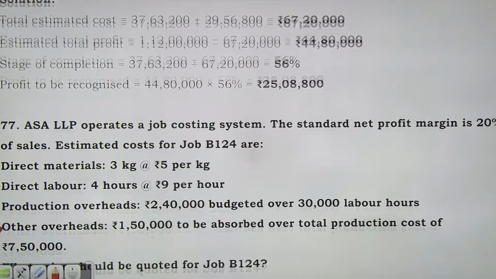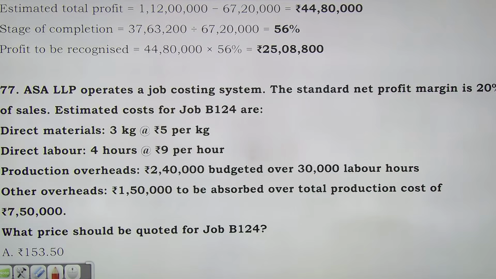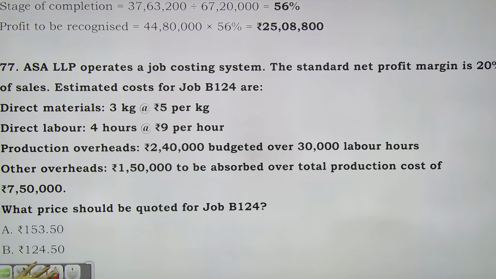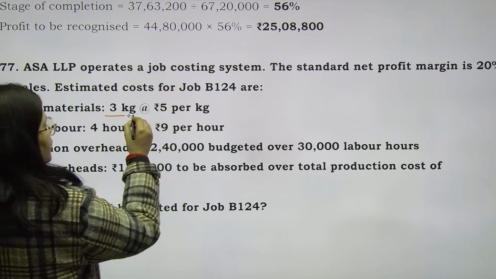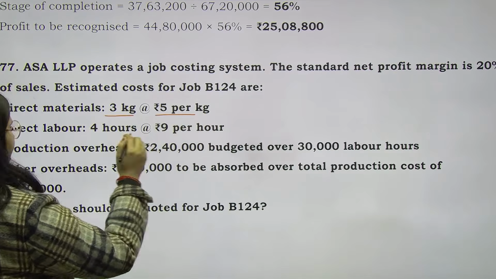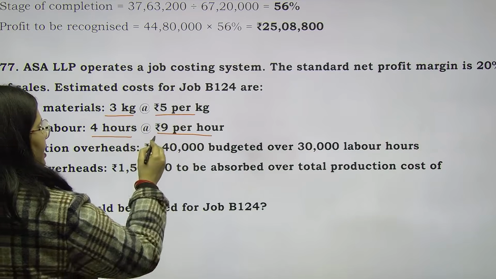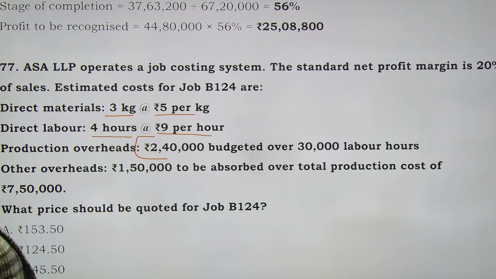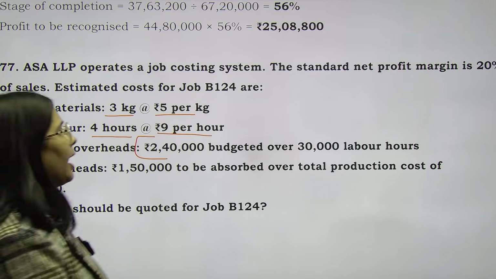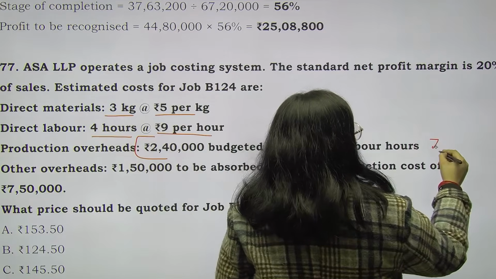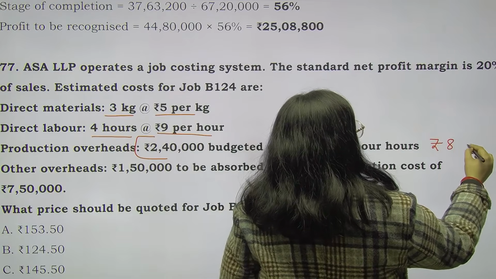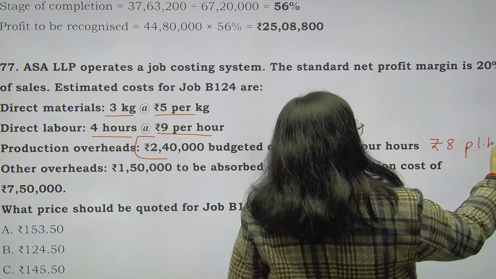Again, a job cost sheet is something that we need to calculate. Direct material has been given as 3 kg at 5 per kg. We can calculate the cost. Direct labor cost is given. Production overheads they have said 2,40,000 is budgeted over 30,000 labor hours. That means 8 rupees per labor hour.